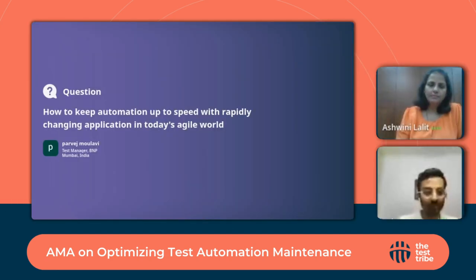This is a question from Parvez, and there are two related questions. I'll put both of them on display here before you attempt answering. This is from Parvez, who is a test manager at BNP Paribas, I think, from your city, Mumbai. How to keep automation up to speed with rapidly changing applications in today's agile world, which is one question. Another related question from Ranish is similar.